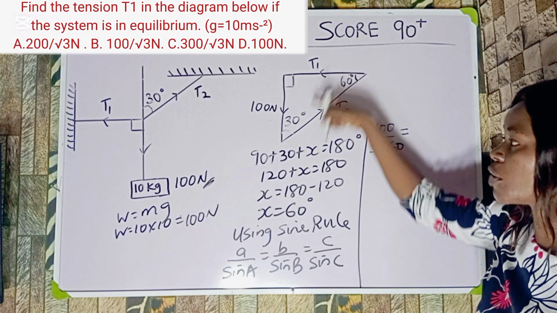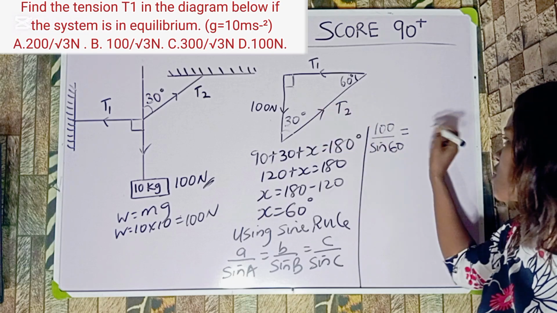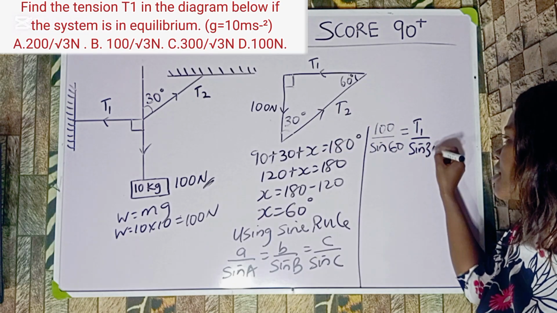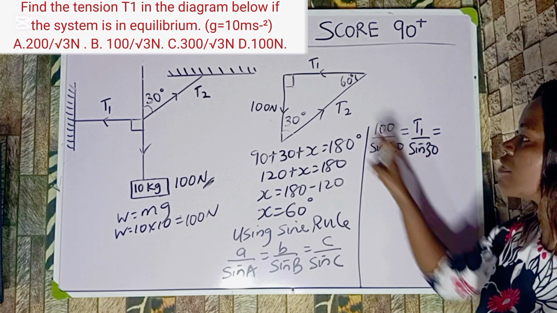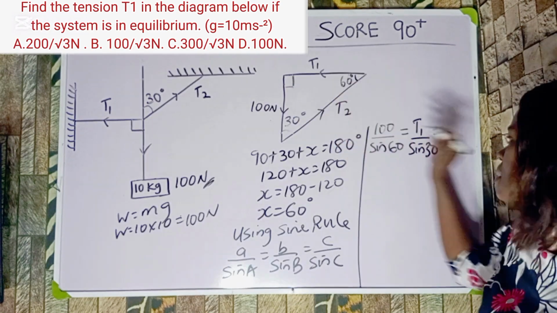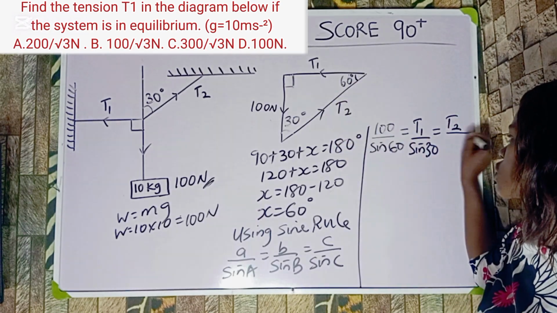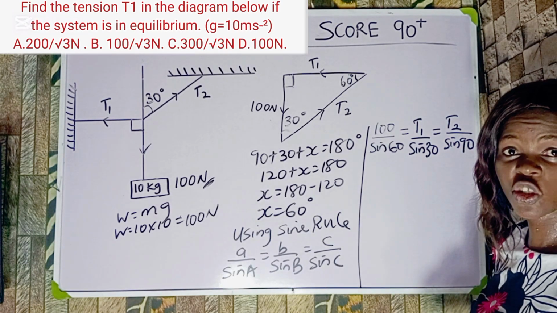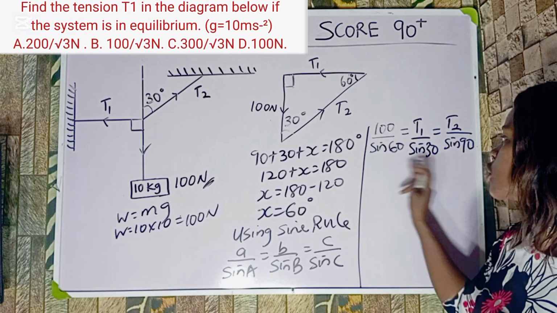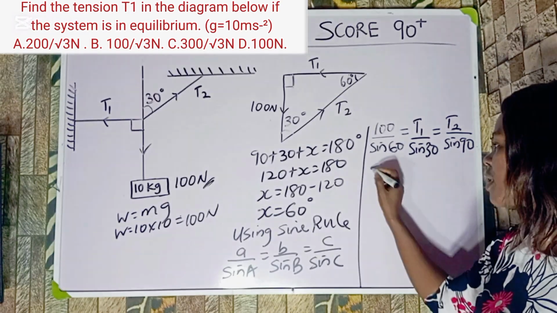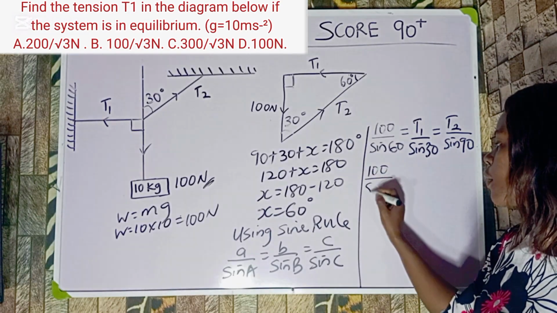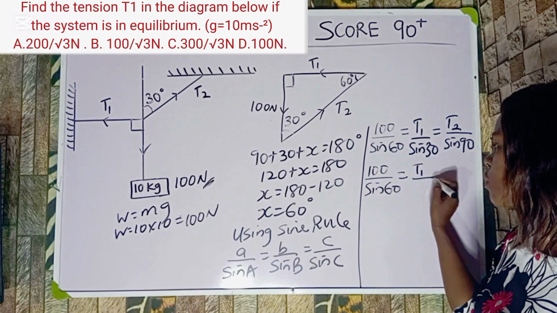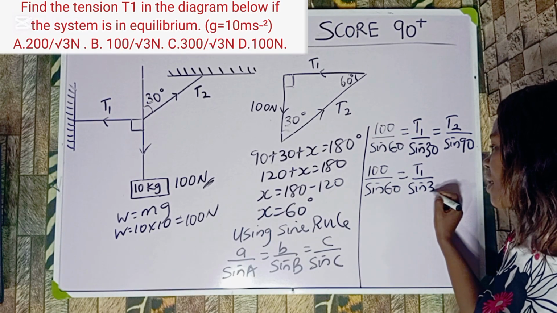We have T1. The angle facing it is 30. So I say T1 over sine 30, right? Then it is equal to T2 over sine 90. Now since our interest is just to get our T1, we are going to equate these two to get what you are looking for. So let's go: 100 over sine 60 is equal to T1 over sine 30.